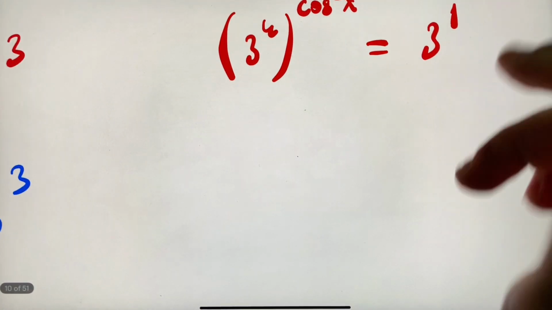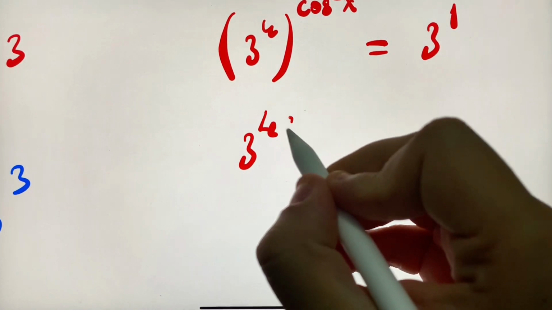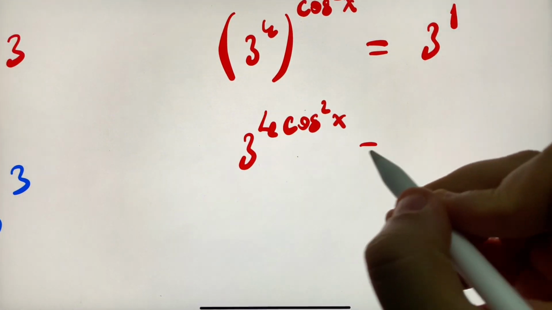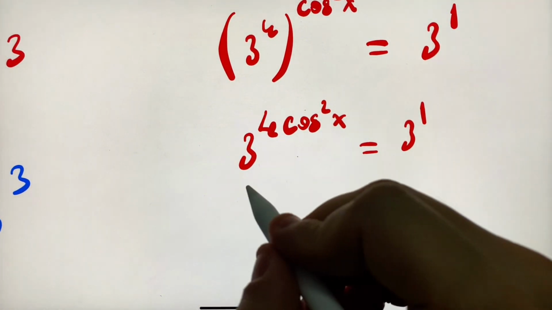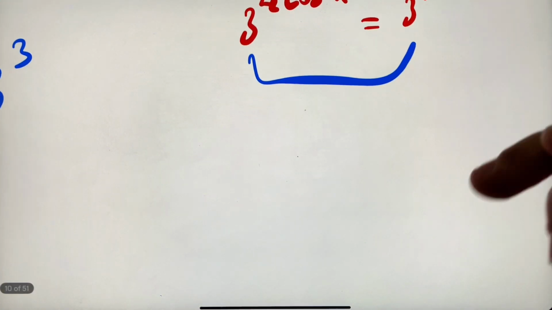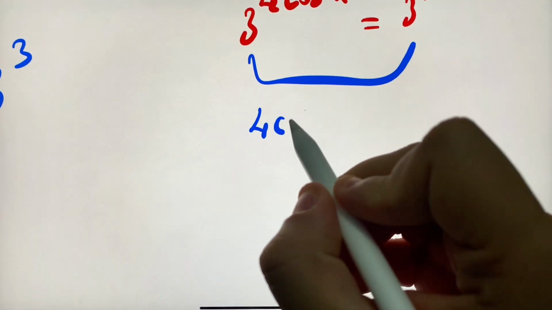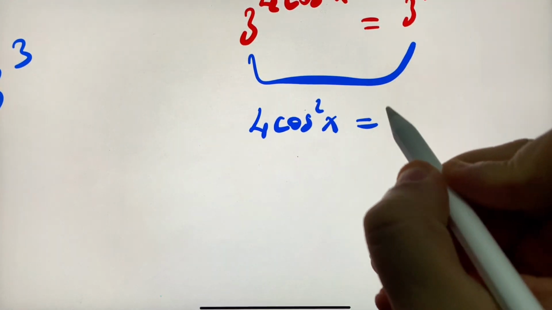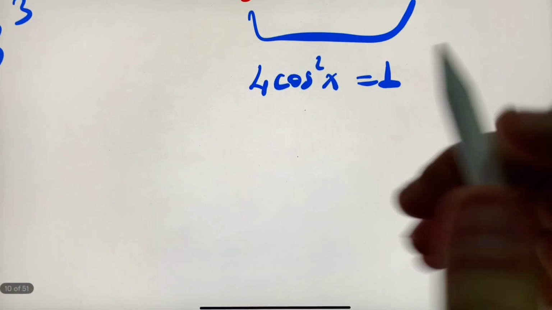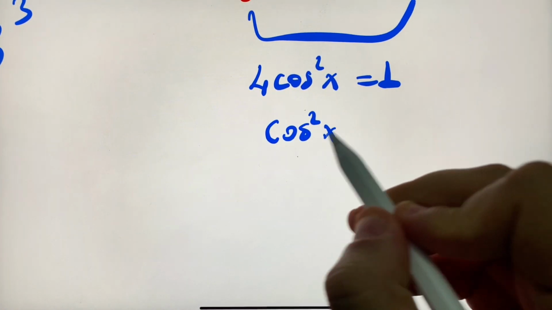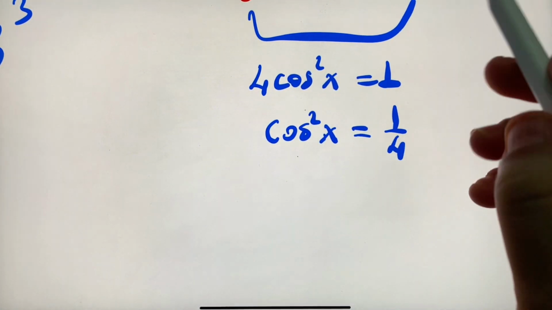3 to the 1. 3 to the 4th times cosine squared x is equal to 3 to the 4th. Expressions with the same bases, the tops will be equal to each other. 4 cosine squared x is equal to 1. Here I divide both sides by 4. Cosine squared x is equal to 1/4.